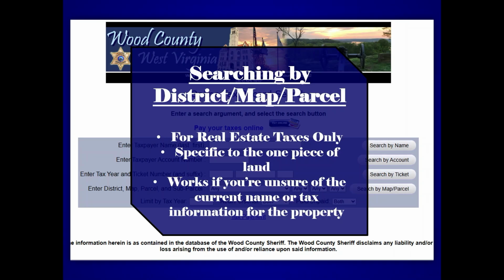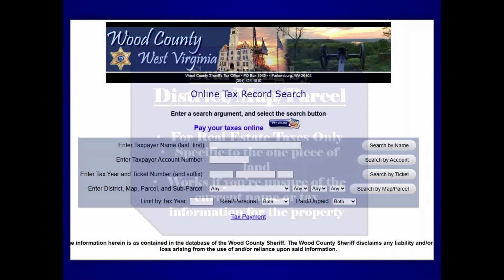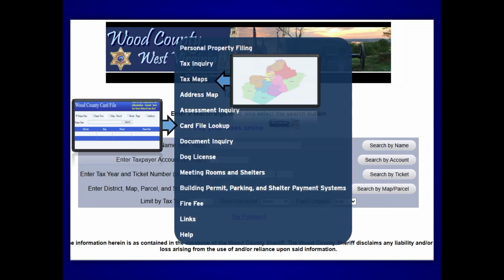The final search method is specific to real estate property taxes. This allows you to look for a specific piece of land if you have the district, map, and parcel. You can find this information using Card File Lookup or Tax Maps, both located under the Services tab of woodcountywv.com. It can also be found on your tax receipts and statements.